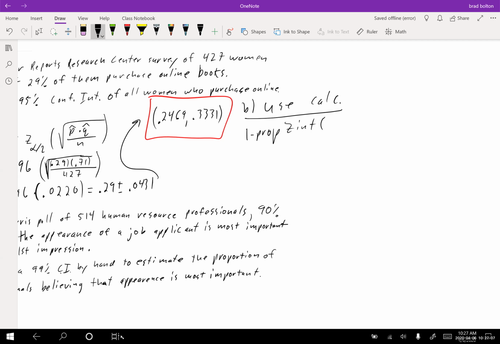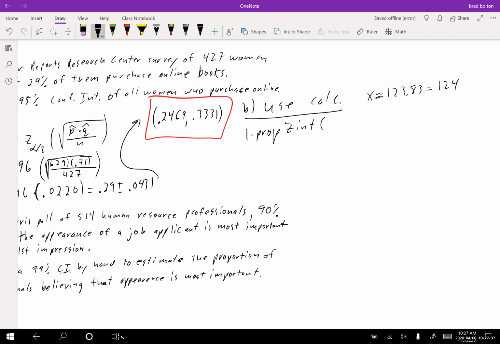So we have a problem here because they told us 29% of 427. They didn't actually tell us how many women purchase online books. So we're going to have to do a little calculation first. We're going to do 0.29 times 427 women to see how many actually did. And I get 123.83. So x is approximately 124.